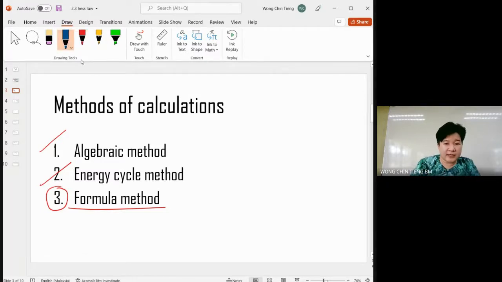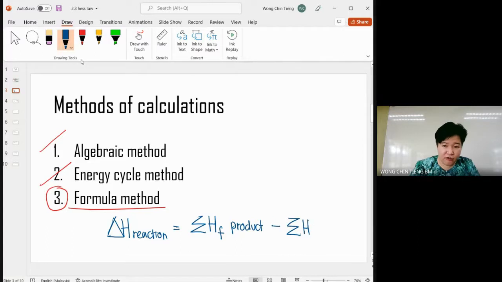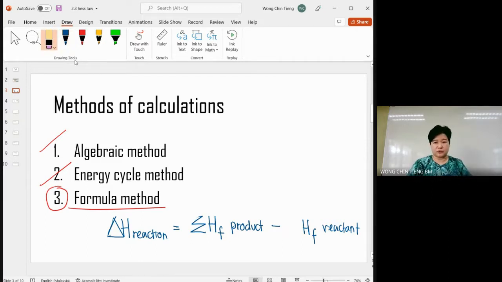So the formula over here is the delta H reaction will be equal to the total H formation of the product minus the total H formation of the reactant. Okay, ingat formula ni sikit. Total, sum. Okay, ingat yang ni.